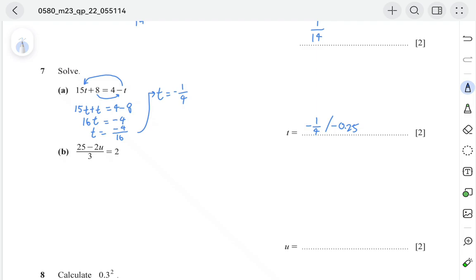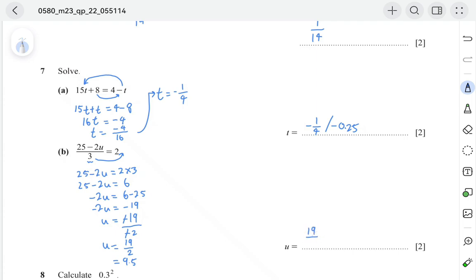Moving on to question 7b, we must first move this divisor, this denominator, of 3. So it becomes 25 minus 2u equals 2 times 3. Solve that, it becomes 6. Then we will move 25 to the other side, which will become minus 25. Minus 2u equals minus 19. Moving away the coefficient of minus 2, we have negative 19 over negative 2, with the negative signs cancelling out to give us 19 over 2, which is equal to 9.5. So you can write either answer.